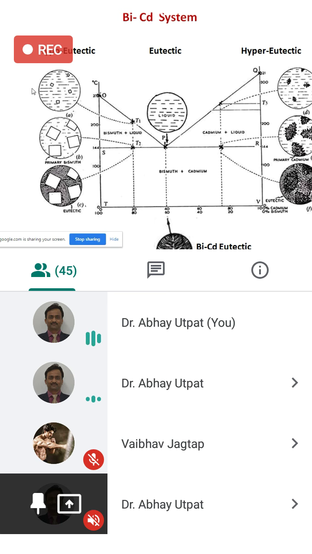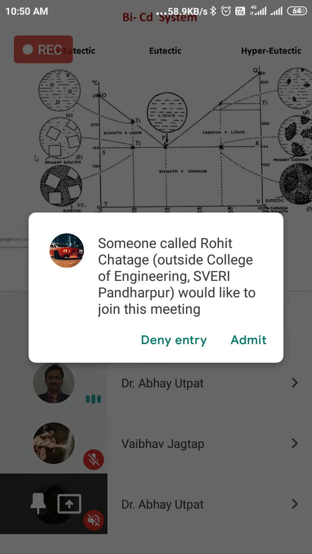This equilibrium diagram we have plotted for bismuth and cadmium. So left hand side is bismuth 100%, right hand side cadmium 100%. So on the left hand side, whatever solid is separating, that is rich in bismuth. So primary bismuth is written below figure 2. Here I put my cursor. If it is not visible to you, you expand your screen. You have the facility.